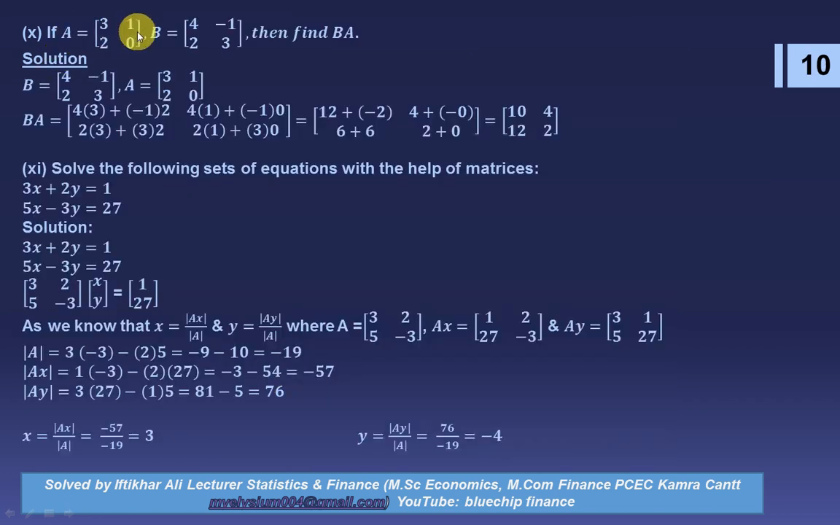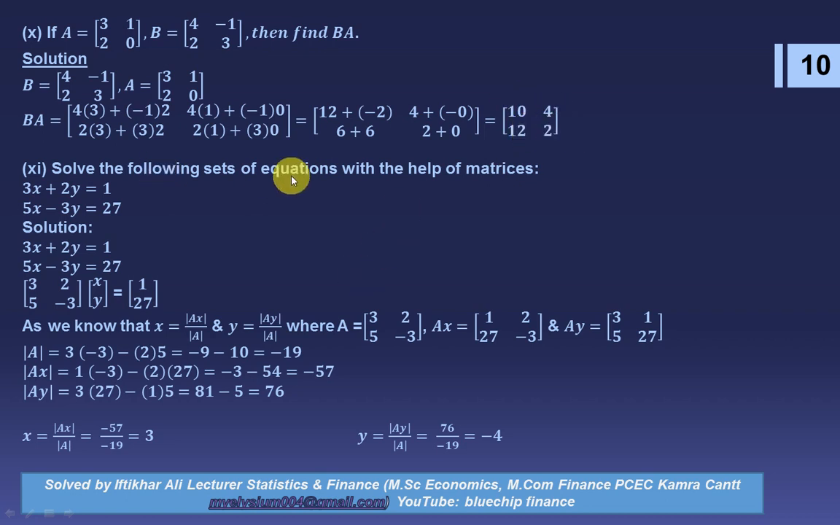Question number 10: if A matrix is [3 1; 2 0] and B matrix is [4 minus 1; 2 3], then find BA. So the first matrix is B, the second matrix is A. Simply multiply first row by first column, first row by second column, that is given here. After that, second row by first column and second row by second column, that is given here, and just solve it. It should be equal to [10 4; 12 2].